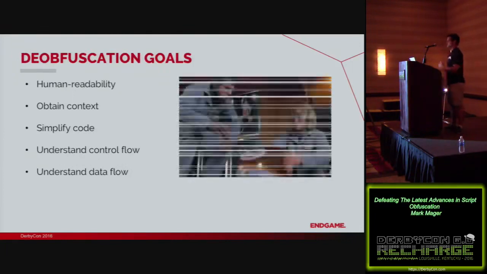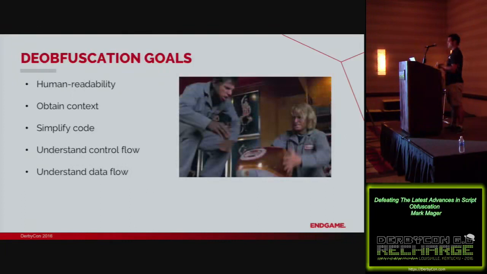Okay, so deobfuscation goals. Our primary goal when it comes to deobfuscating scripts is obtaining a real understanding of the code. We want the code to be first and foremost readable by humans. We want to easily be able to obtain context about the purpose of the code and how it's being used. And we also want to decipher the control and data flows so we can manually trace through the code and fit the puzzle pieces all together.